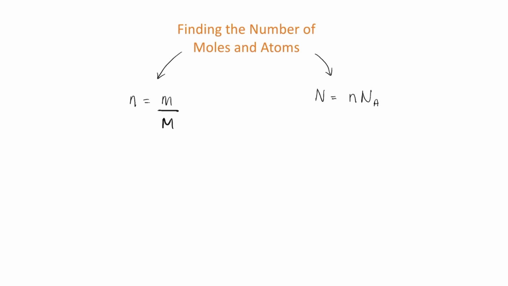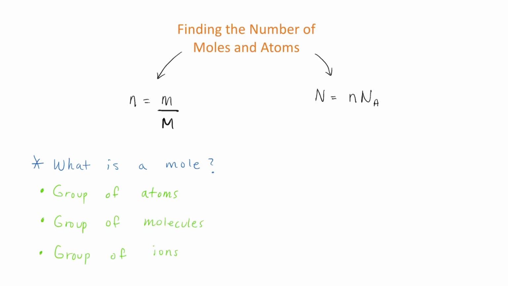But before we dive into these equations, I want to ask you, what is a mole? And no, I don't mean a mole like the animal. I mean a mole of some chemical substance. Well, a mole is just a group of particles. It could be a group of atoms, a group of molecules, a group of ions. It's a group of any type of particle.